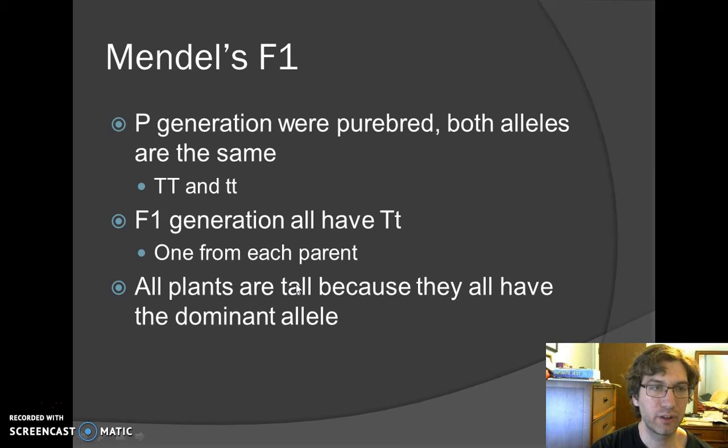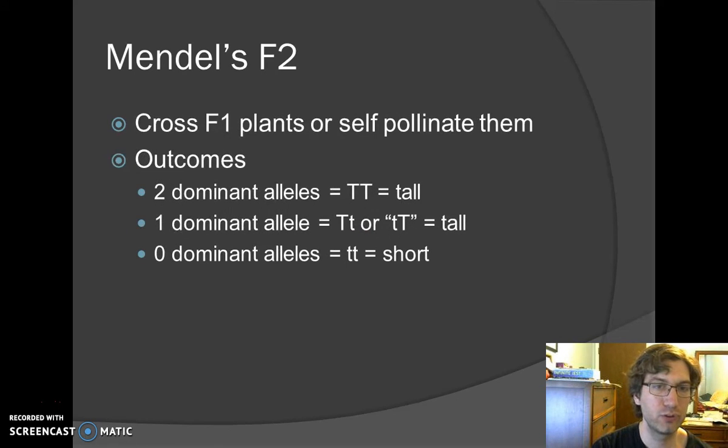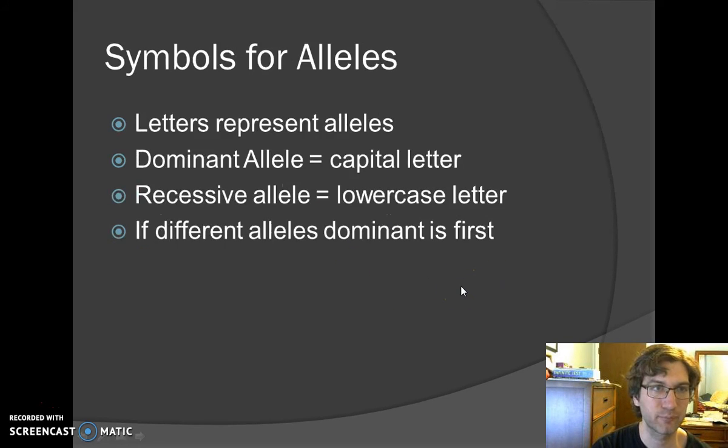Mendel's F1 generation only had this combination right here, that capital T, lowercase t, so therefore they were all going to be tall. Mendel's F2 generation had a combination. 2 of them had the combination, the hybrid alleles, while one of them had both tall and one of them had both short, and that's why the short one would come back.